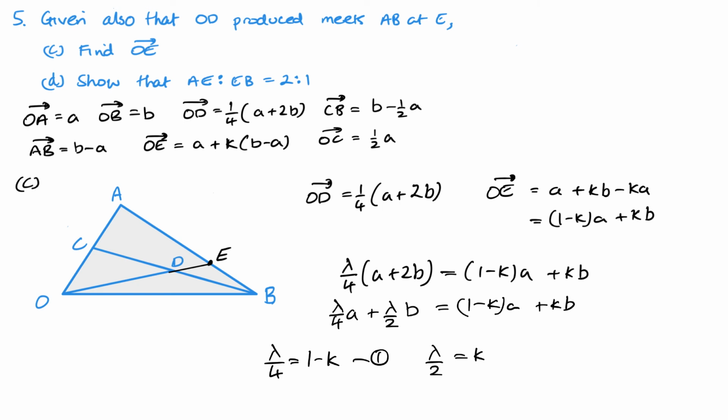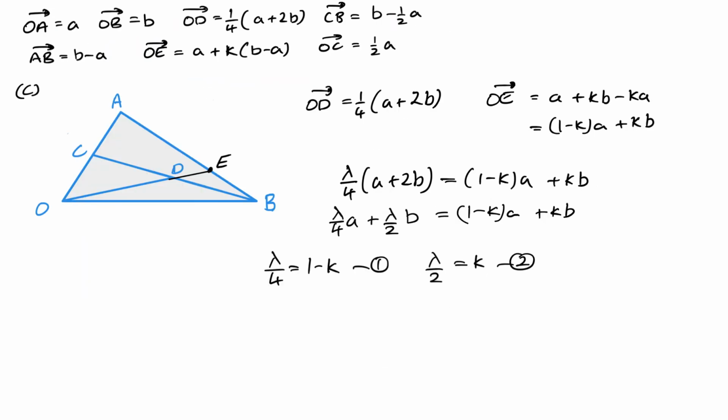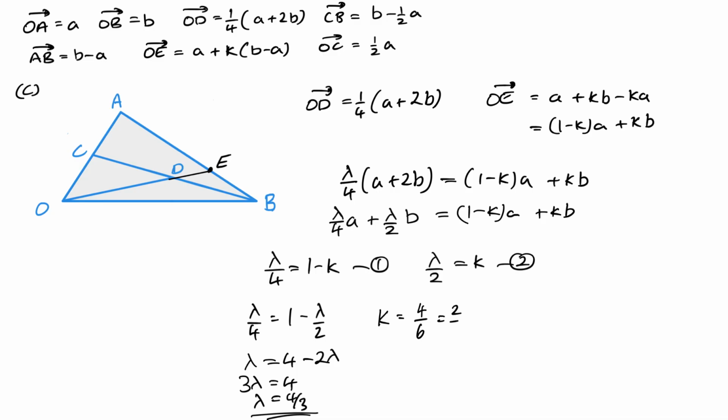Now, what I can do is I can substitute equation 2 into equation 1. So doing that, I get lambda over 4 equals 1 minus lambda over 2. I'm going to multiply through by 4 here just to make it a little bit easier. So we get 3 lambda equals 4, or lambda is 4 over 3. Now, knowing what lambda is, we can quickly work out what K is. That would mean that K is 4 thirds divided by 2, so it's going to be 4 over 6, or 2 thirds.